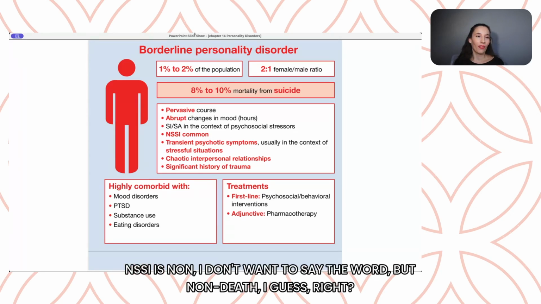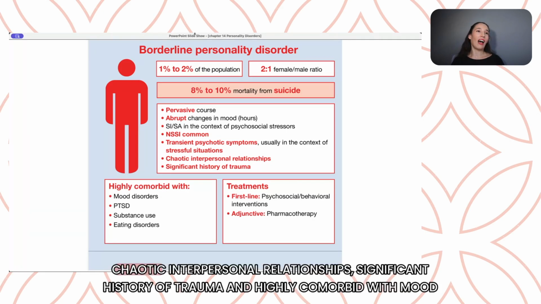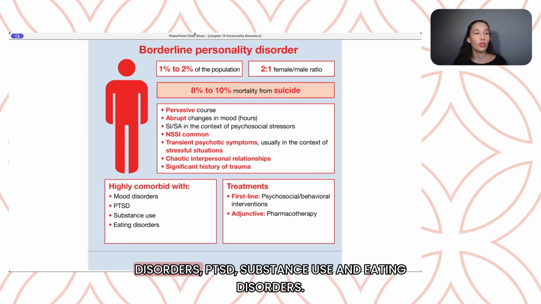NSSI is, I don't want to say the word, but non-death, I guess, right? Self-injury, chaotic interpersonal relationships, significant history of trauma, and highly comorbid with mood disorders, PTSD, substance use and eating disorders.